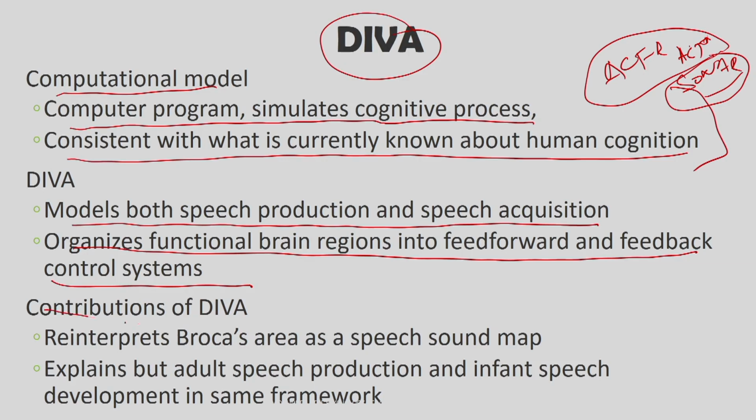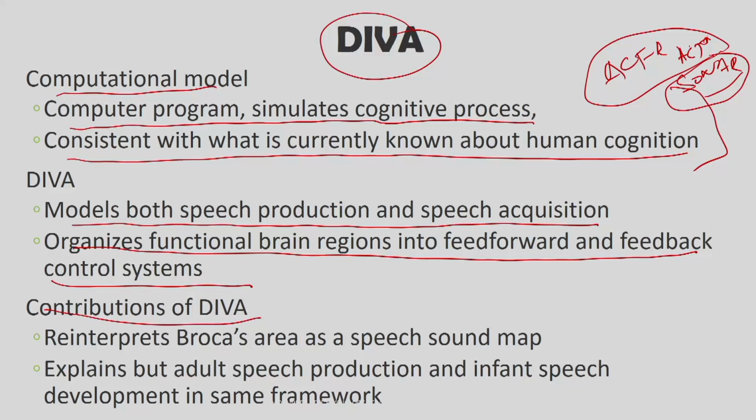Now, what are the contributions of this DIVA system? What does it propose? First of all, it proposes a new way of thinking about the Broca area. Traditionally, Broca area was about speech production. Now, according to the DIVA system, Broca is a spatial area which is used for speech production, speech perception and gesture production. So, both perception and production, and gesture production, are also done by the Broca area. Also, the Broca area serves as a speech sound map.